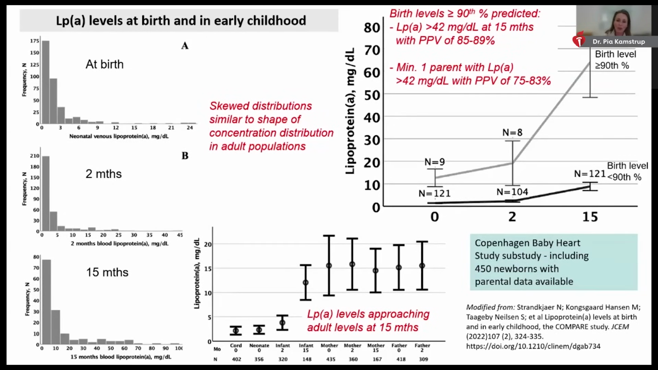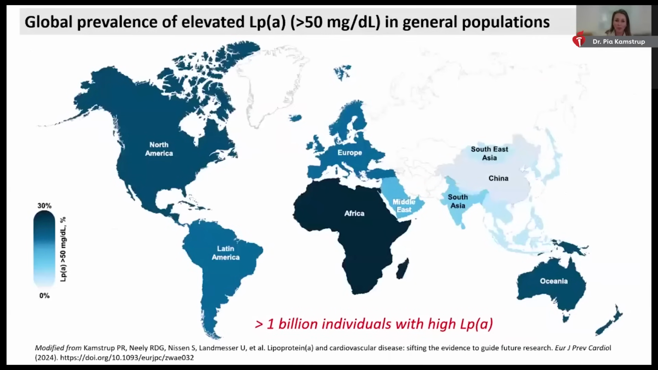Further, birth levels above the 90th percentile predicted at least one parent with levels above 42 milligrams per deciliter with a positive predictive value of 75 to 83%, opening opportunities for reverse cascade screening. Therefore, what constitutes elevated Lp(a) levels in infants is at much lower plasma concentrations than in adults, e.g. already at levels above 5 milligrams per deciliter, corresponding to approximately 11 nanomoles per liter.